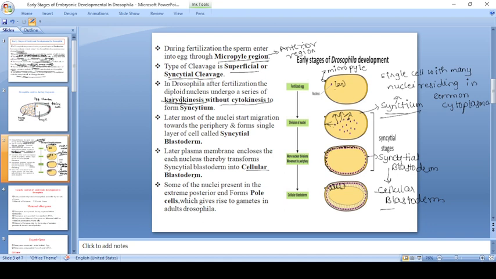Some of the nuclei present at the extreme posterior end form the pole cells. These cells are present at the extreme posterior end, and the function of the pole cells is that they give rise to gametes in the adult Drosophila.